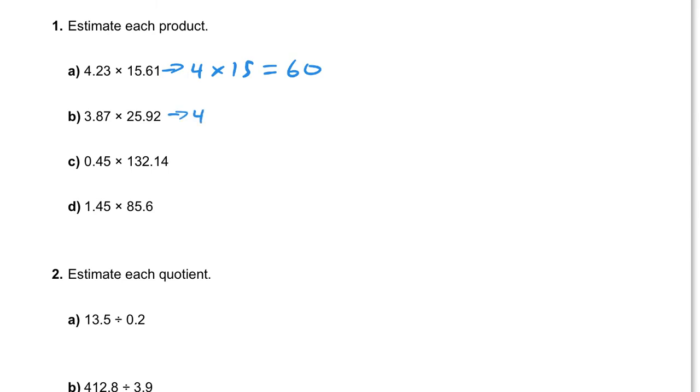3.87, which is close to 4 as well. Multiplying that by 25.92, which is close to 26, but 25 is a friendlier number to work with. So this is going to be 100, and that's going to be close enough for our estimation.